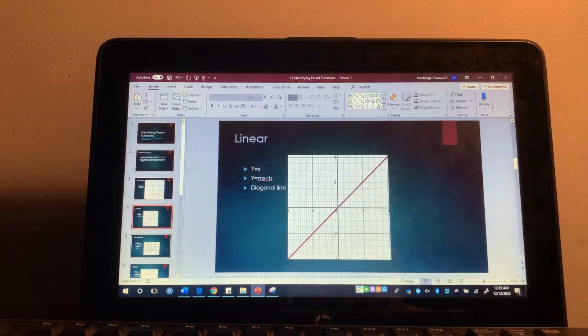Now we go into our next one, linear. The equation is y equals x, or to be more complex, y equals mx plus b. You also know this one from Algebra 1. This is going to be a diagonal line, and it's going to be odd, meaning that it's going to be positive on one side and negative on the other.